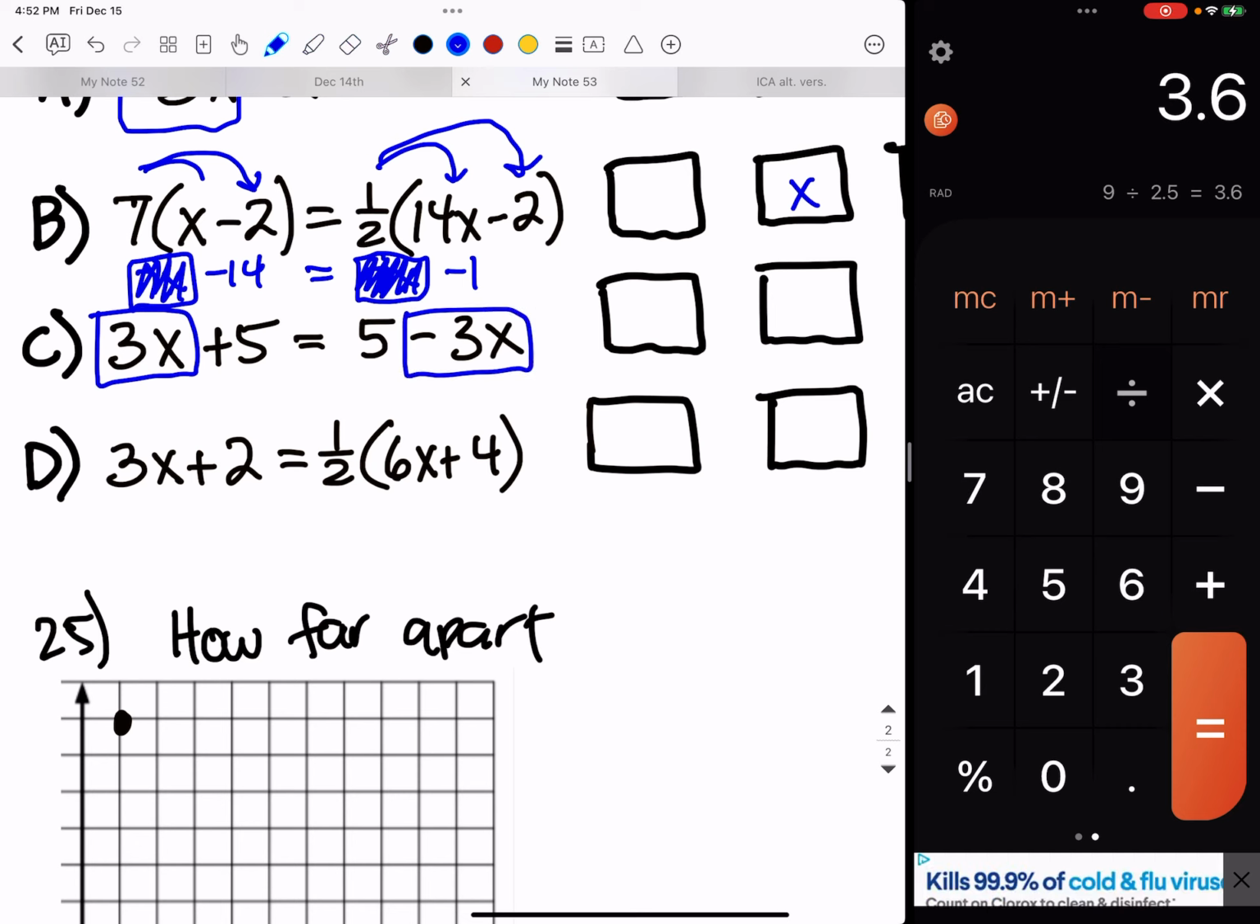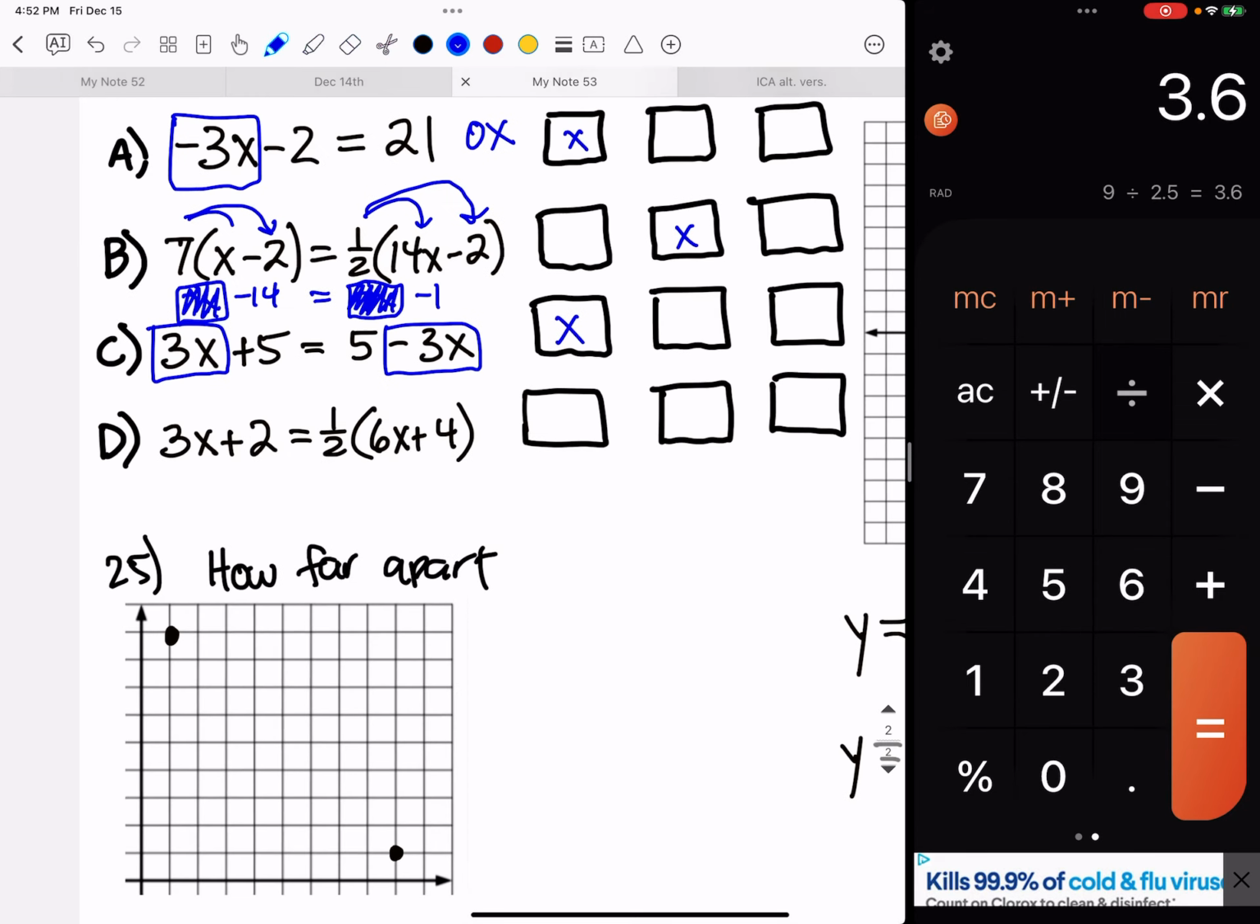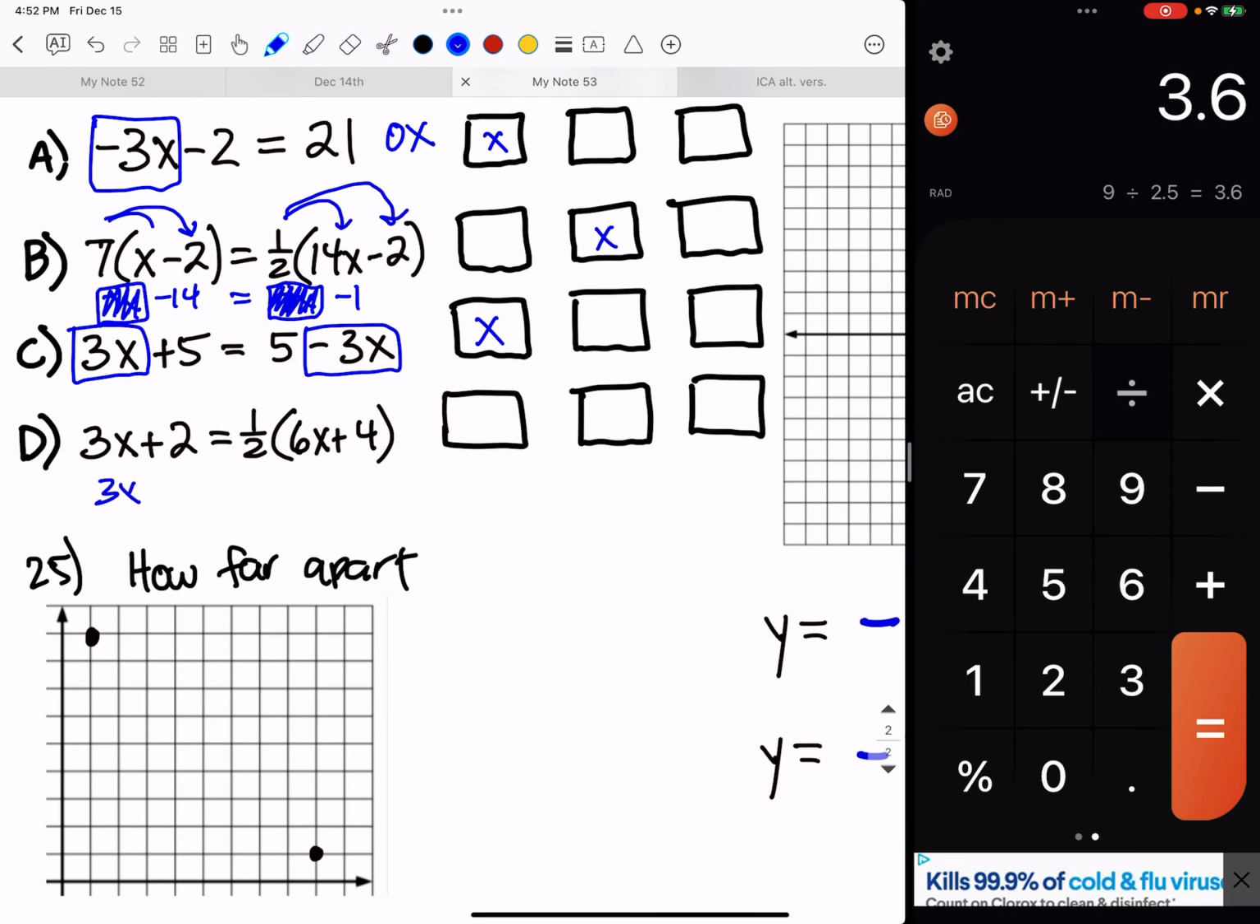Over here, I've got 3 x's and negative 3 x's. That is not the same. They're not going to cancel each other out. So one normal answer. This one, I have 3x plus 2 equals 1/2 of 6x, which is 3x. 1/2 of 4 is 2. If I cancel out my 3x's, I've got 2 equals 2, which means this is right for infinity.